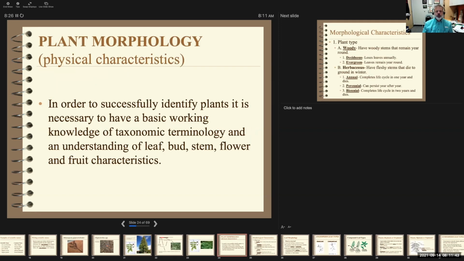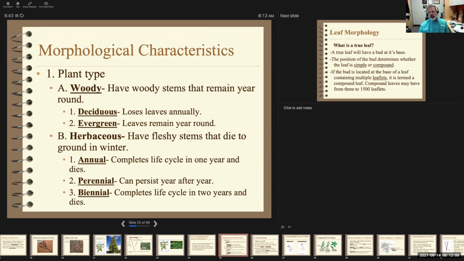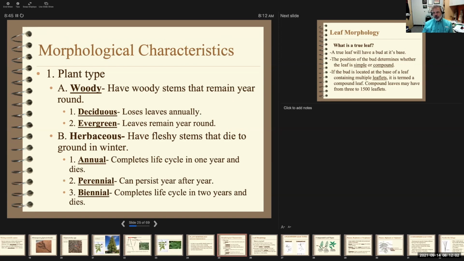Now, in order to successfully identify plants, it's necessary to have a basic working knowledge of taxonomic terminology and an understanding of leaves, buds, stems, flowers, and different fruit characteristics that are an important part of identifying plants. Now, we went through this in the video, but let's talk about it now. There's different plant types. The first group that we want to talk about is woody plants. And these are plants that have woody stems that remain year-round. So we think about oak trees as a big woody plant.